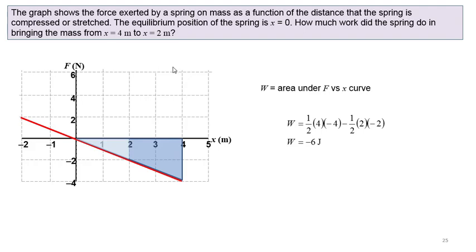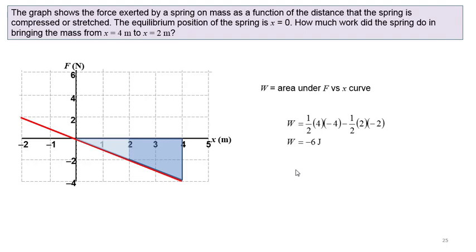This problem is different. In this problem, the spring is stretched 4 meters and then it's stretched only 2 meters. So the object is moving in the direction that the spring is pulling. So I want the work to be positive. But the math cannot distinguish between did you start here and end here, or start here and end here. Both of those, if you do the math, will just give you -6 joules.